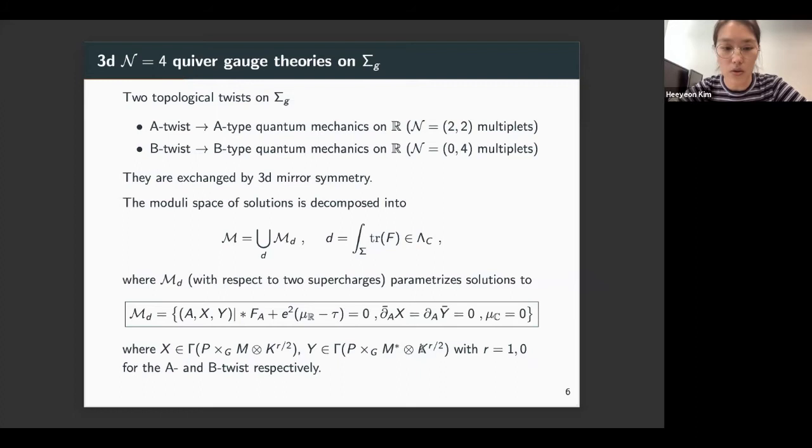As I mentioned, this description of the moduli space depends on this parameter tau, but it turns out that the description is simplest in the limit where tau goes to infinity. So we will assume that we are in the chamber where tau goes to infinity for now, and then we will come back to finite tau later when we discuss the wall crossing of the indices.